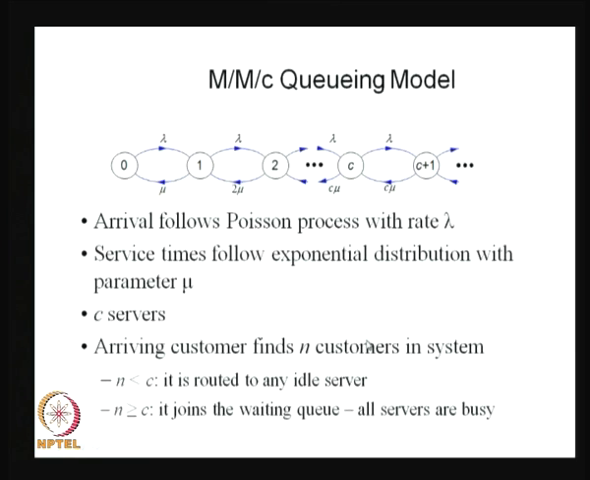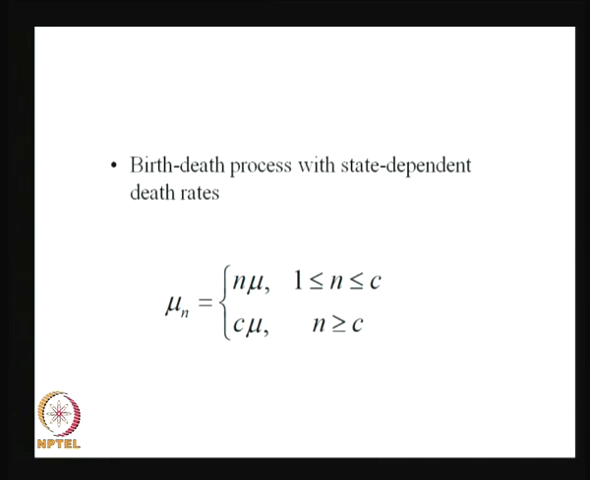That you can observe from the state transition diagram also. The death rates are going to be C mu, here also C mu, and so on. Therefore, this is a birth-death process with state dependent death rates.